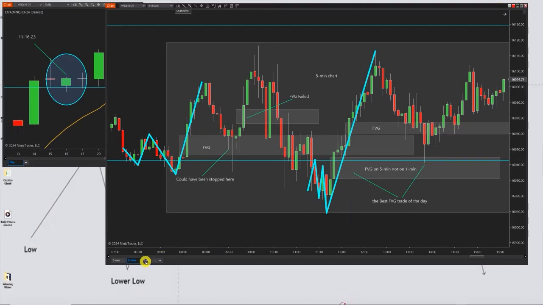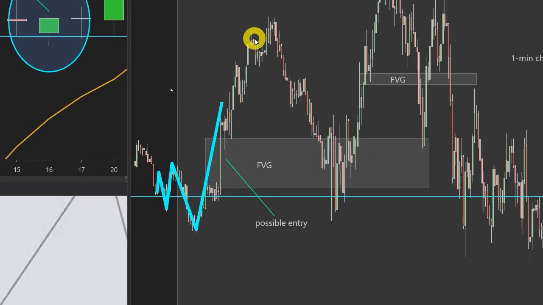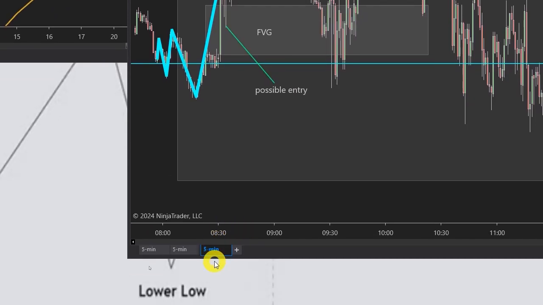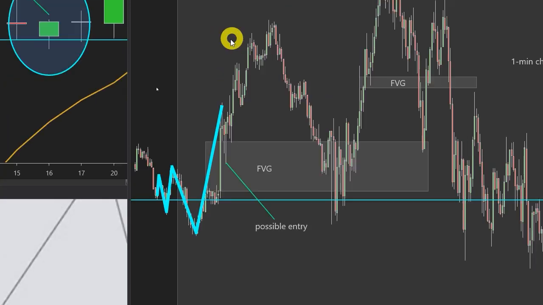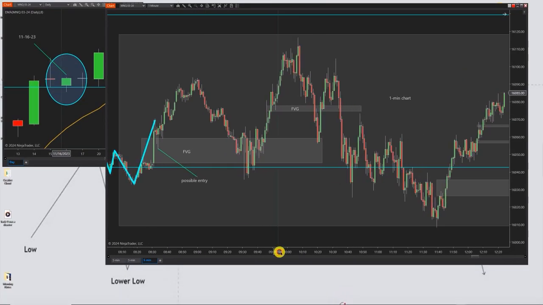Let's look at the 1 minute. This is early morning. I probably would have missed this unless I was waiting for news at 8:30. Here's 8:30. And as soon as the news happened, it spiked up, came down. It did create a fair value gap. And here's the entry for that. If we could zoom in there a little bit more, you can see what I'm saying.